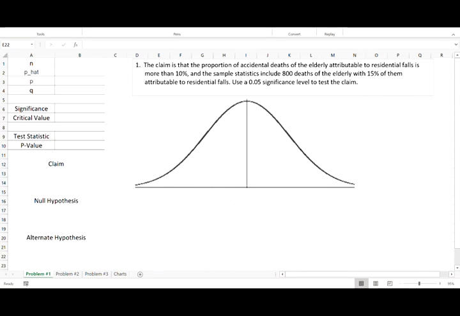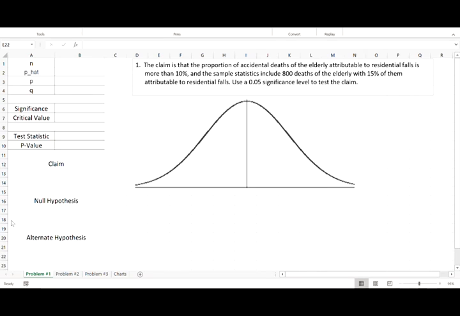In this video, I'd like to work through a few problems, 3 problems specifically, dealing with hypothesis testing. And I want to focus primarily on the individual components of the test, interpreting the problem and setting up and calculating the individual values that we need.